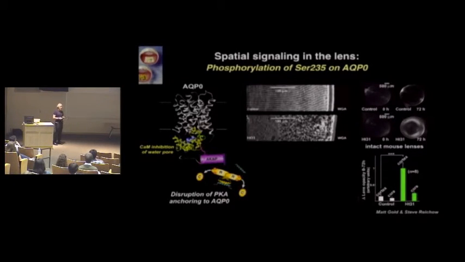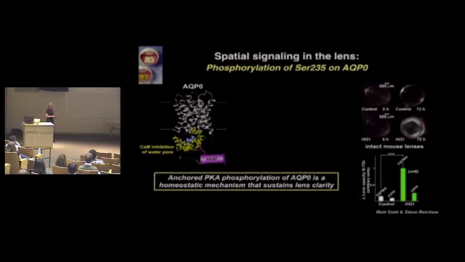Now the difference is that this can be induced by these peptides, these anchoring disruptor peptides, within 72 hours. Cataract in most humans takes somewhere between 55 to 72 years. But nonetheless, we have a good model for how this works, and it really allowed us to conclude that anchored PKA phosphorylation of aquaporin 0 is a homeostatic mechanism that sustains lens clarity. And this is just measuring the lens clarity, and you can see here, using standard techniques that opticians use, this cloudiness that's emblematic of cortical cataract. And we believe that you need to maintain this phosphorylation site.